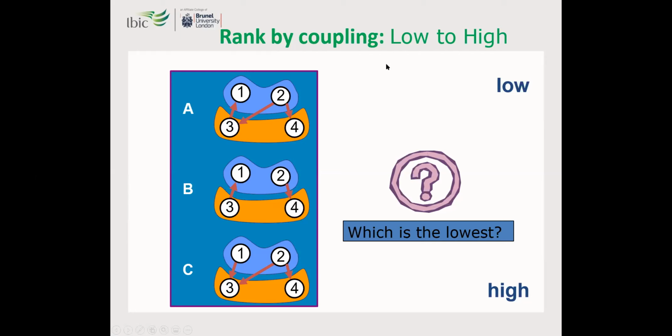So, the rank of coupling from low to high. Here you can see which one is low and which one is high. This one is the high and this one is the low. But you need to be able to say which one is the lowest. In terms of coupling, you need to find out the dependencies. How many dependencies do you see in this component? How many can you see in here? How many in here? Might be B.